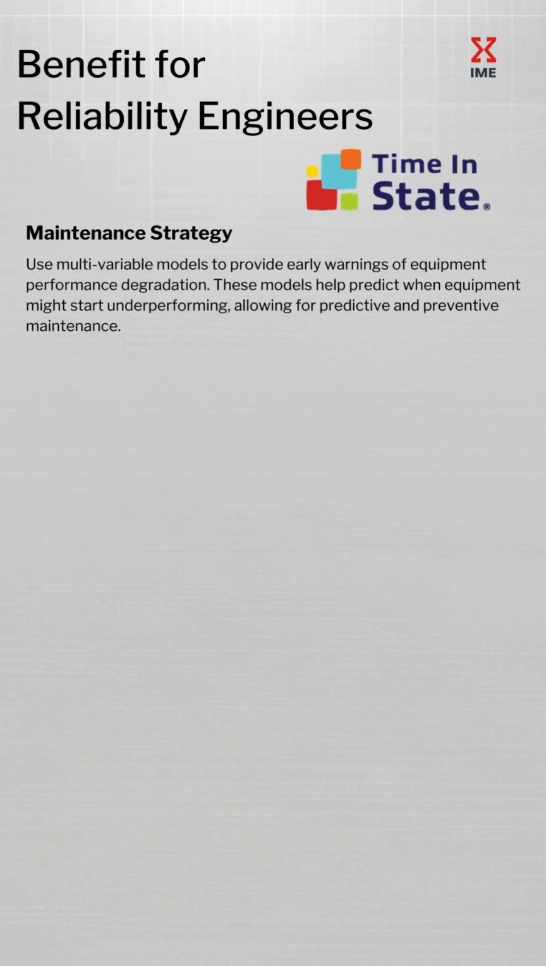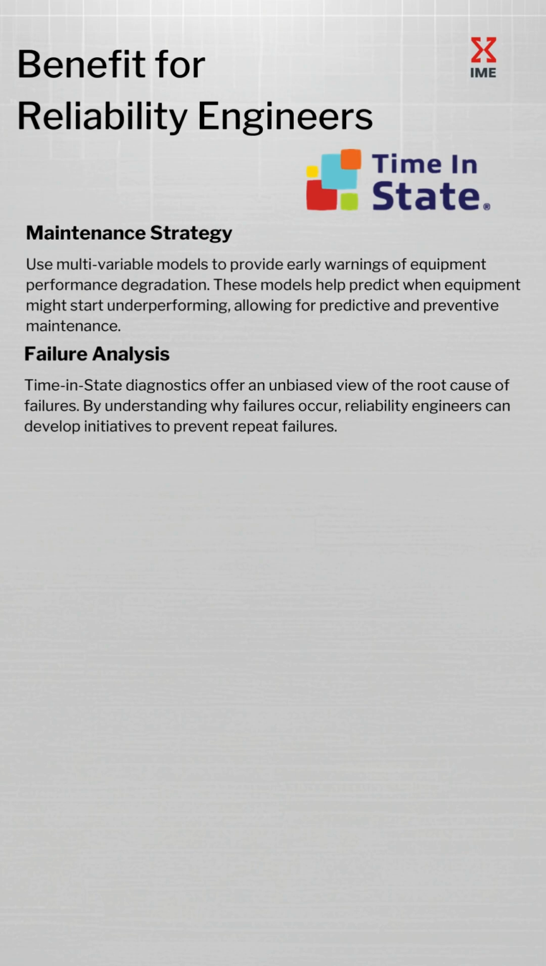Maintenance strategy. The project delivers multivariable models to provide early warnings of equipment performance degradation. These models help predict when equipment might start underperforming, allowing for predictive and preventive maintenance. Failure analysis. Time and state diagnostics offer an unbiased view of the root cause of failures. By understanding why failures occur, reliability engineers can develop initiatives to prevent repeat failures.